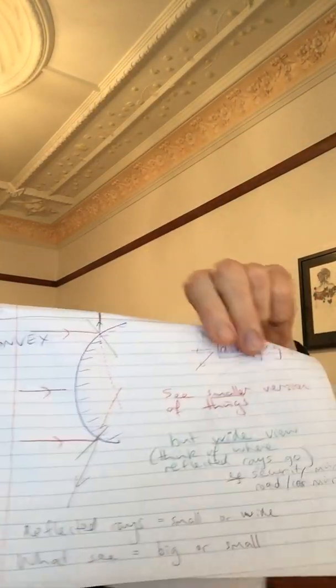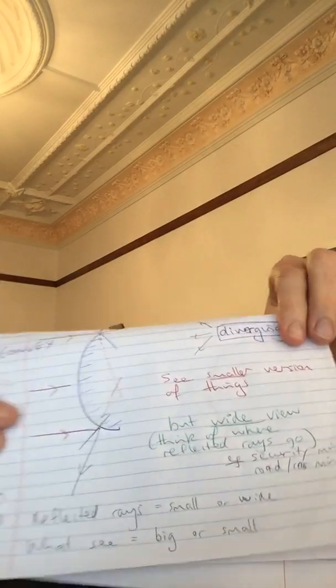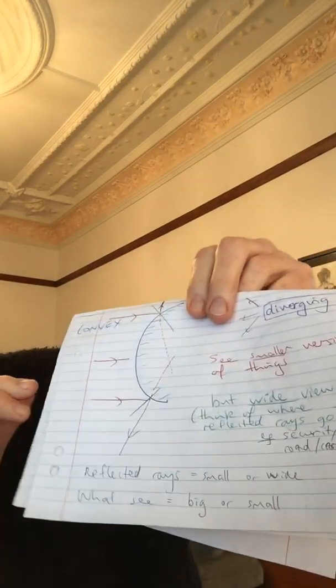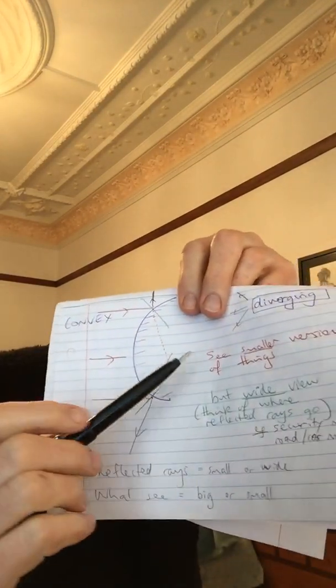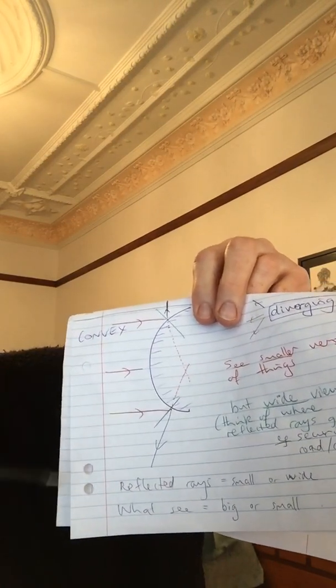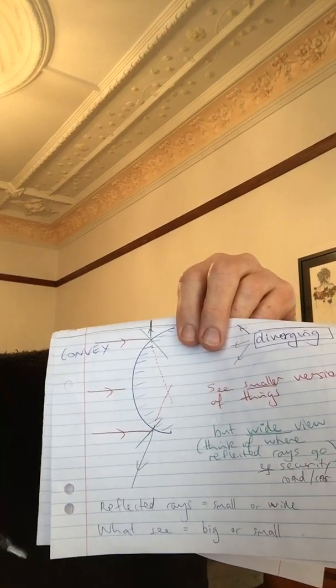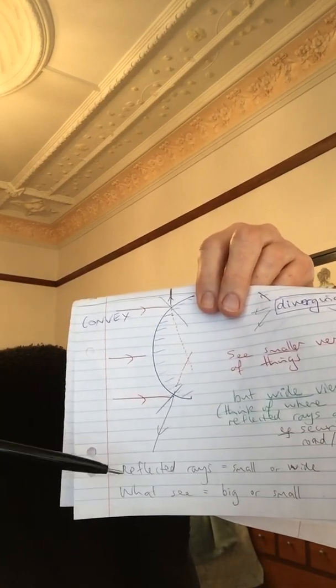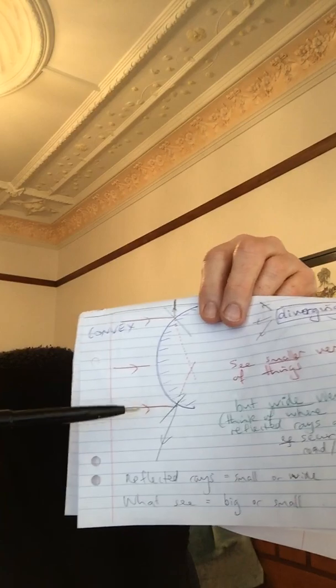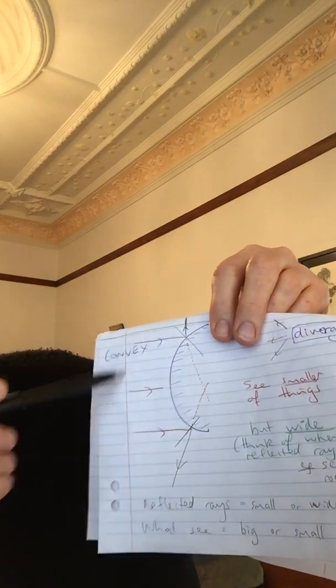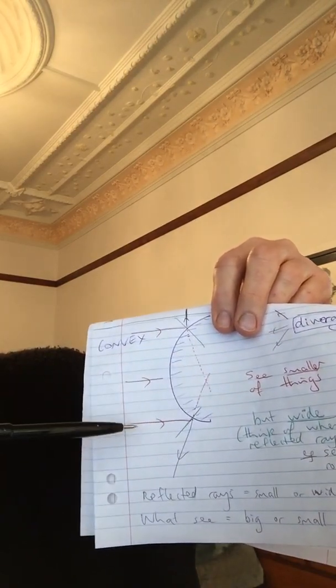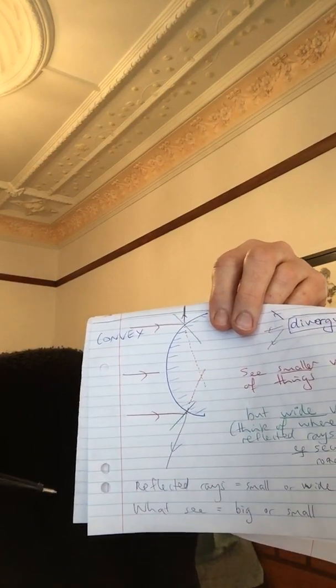So in a convex mirror, what happens because of the light rays diverging is we see a smaller version of things, but we see a wide view. So we see lots of things, but they're all small. Whereas in the concave mirror, we saw a small thing got made bigger. So if we're seeing lots of things in a wide view because of this, it's good to get a view of lots of things at once.